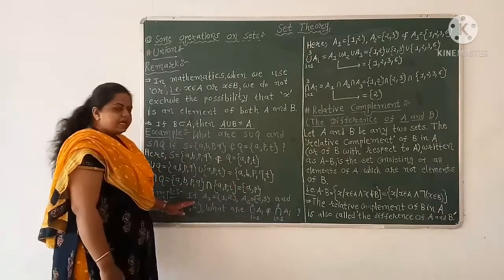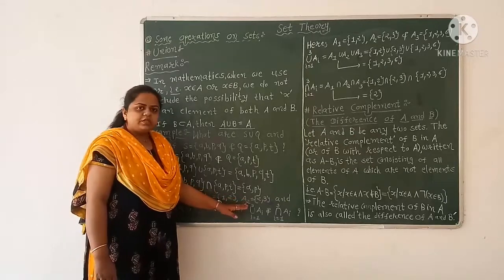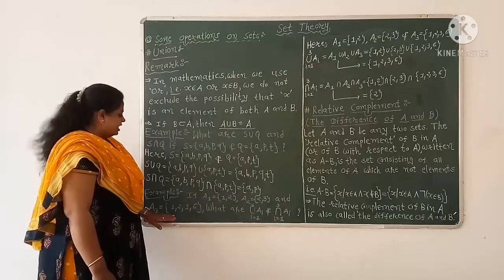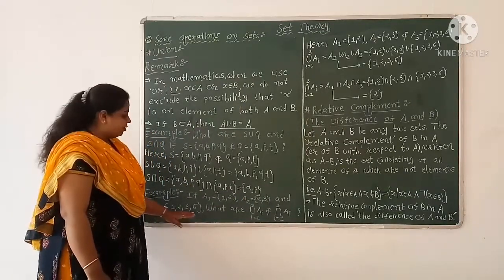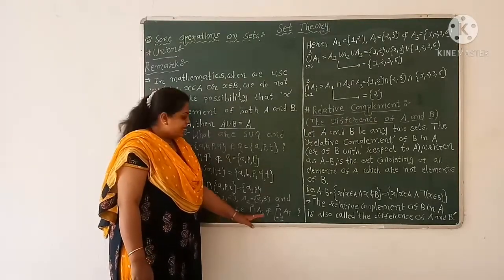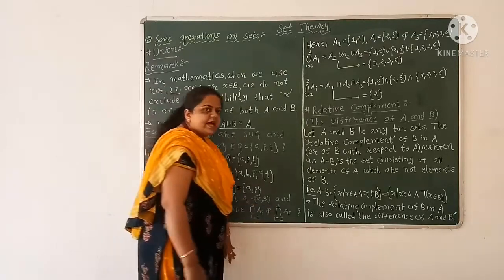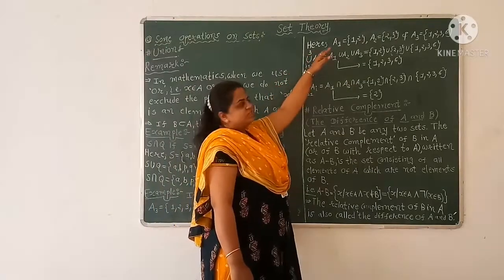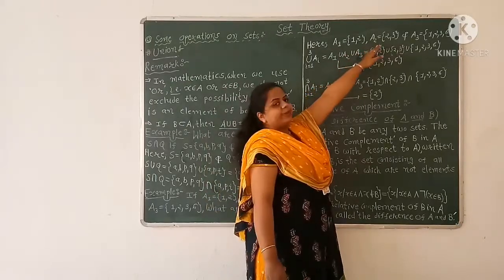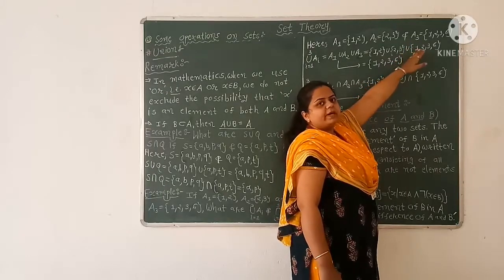Next example, if A1 is equal to the set of 1, 2, A2 is equal to the set of 2, 3 and A3 is equal to the set of 1, 2, 3, 6. What are the union over i equal to 1 to 3 of Ai and the intersection over i equal to 1 to 3 of Ai? Here we have given A1 is equal to the set of 1 comma 2, A2 is equal to the set of 2 comma 3 and A3 is equal to the set of 1 comma 2 comma 3 comma 6.